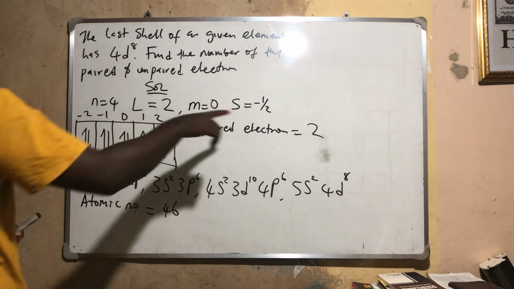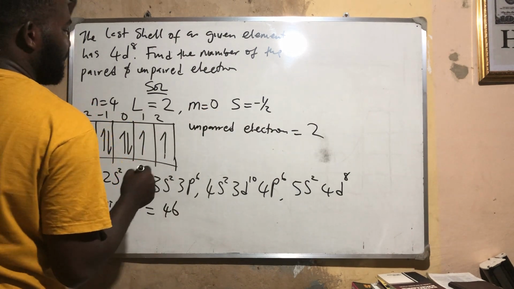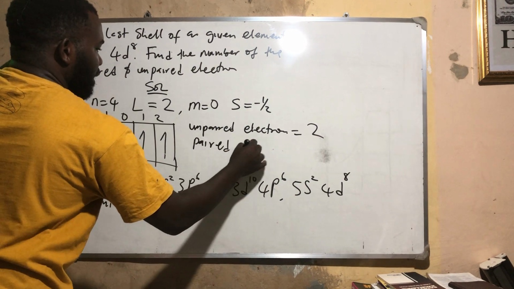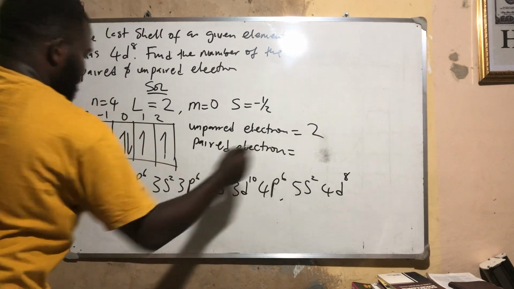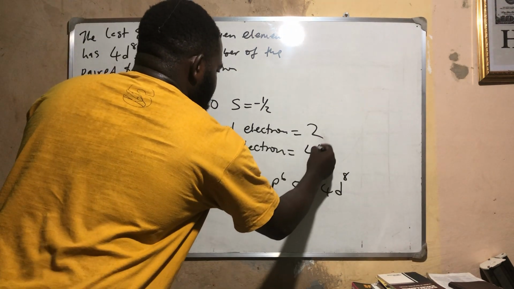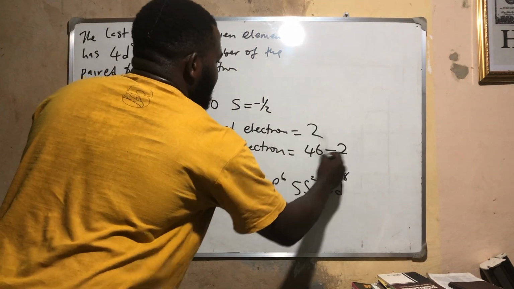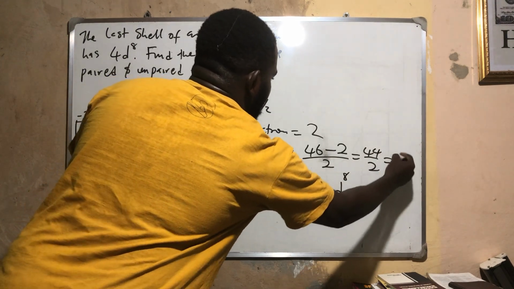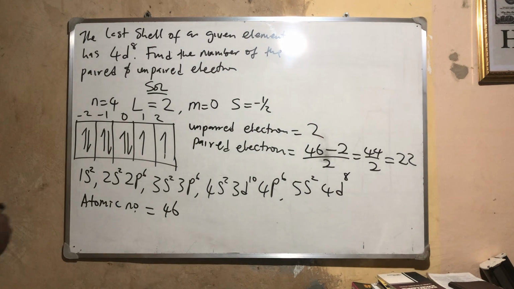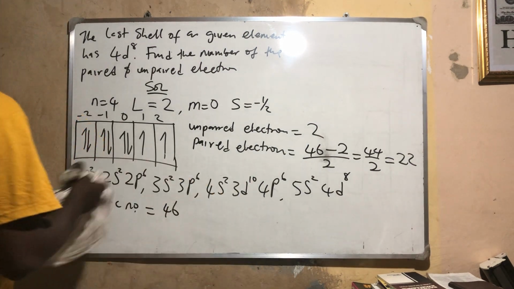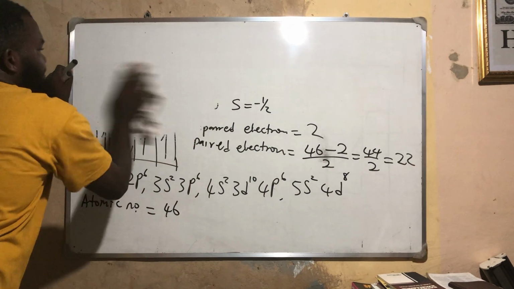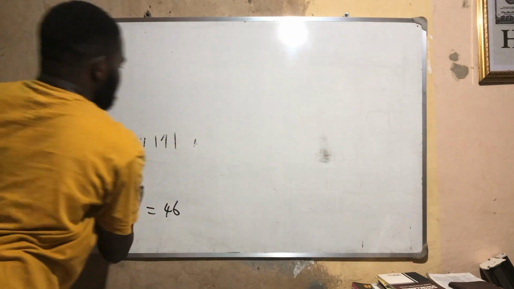And we have that the number of unpaired electrons is 2. So what about the paired electrons? The number of paired electrons is simply the total number, which is 46, minus the number of unpaired electrons, then divided by 2. So 44 divided by 2 is 22. So we have 22 paired electrons and 2 unpaired electrons. You see, this thing is very, very simple. Okay? So let's move to the next one.